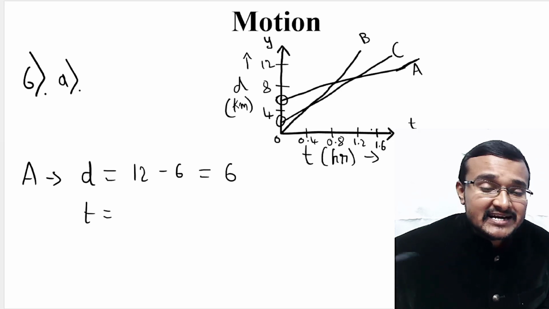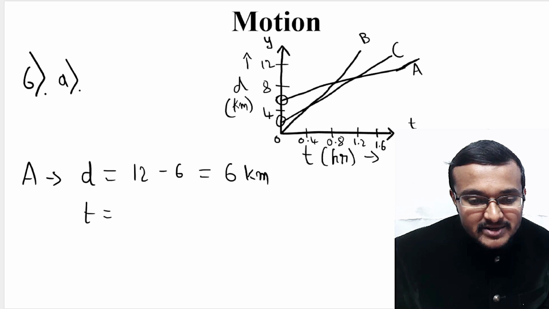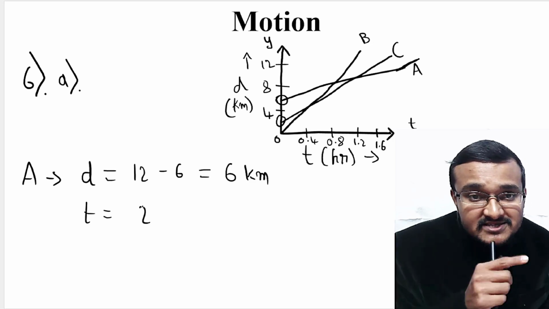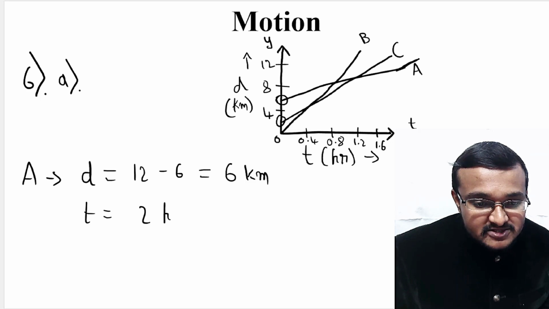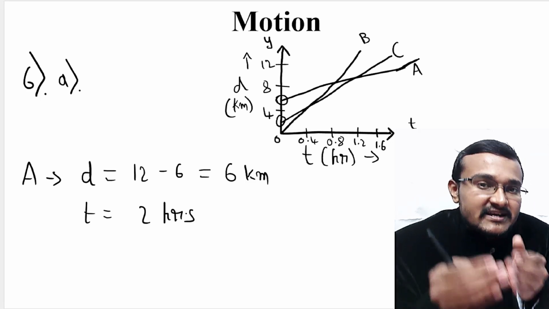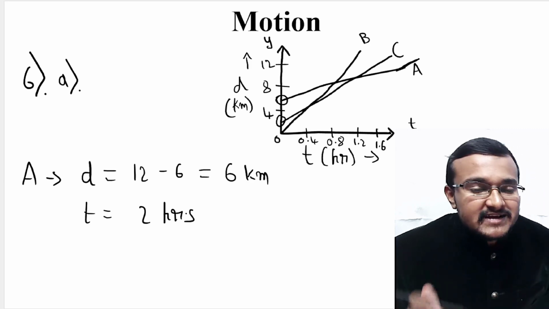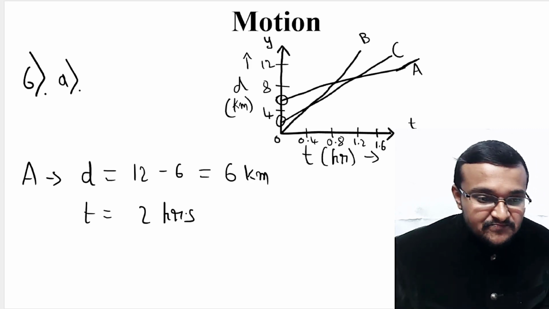So let us assume that it might have taken 2 hours. So now the distance is 6 kilometer and the time taken to reach that 6 kilometer distance is 2 hours. So based on this graph, I am roughly assuming the distance and the time to calculate some approximate speed of A, B and C.